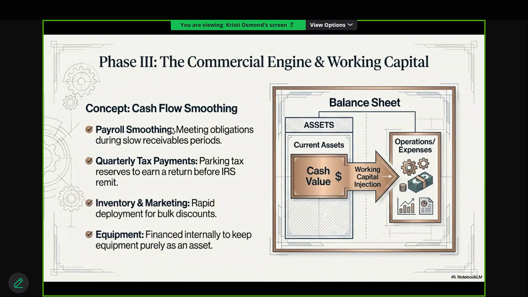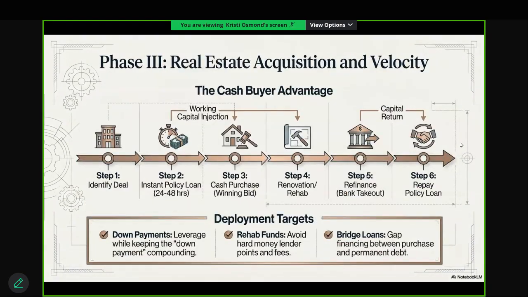Or if you're in sales and you know, hey, I've got a big commission check or a bonus check coming in April, I'm going to use this to get me by in the meantime. Quarterly tax payments, inventory and marketing, equipment. That gets a little bit into the business side. If you have working capital needs, this is on the business and real estate side. You guys, I'm flying through these, sorry. We asked a lot of questions.